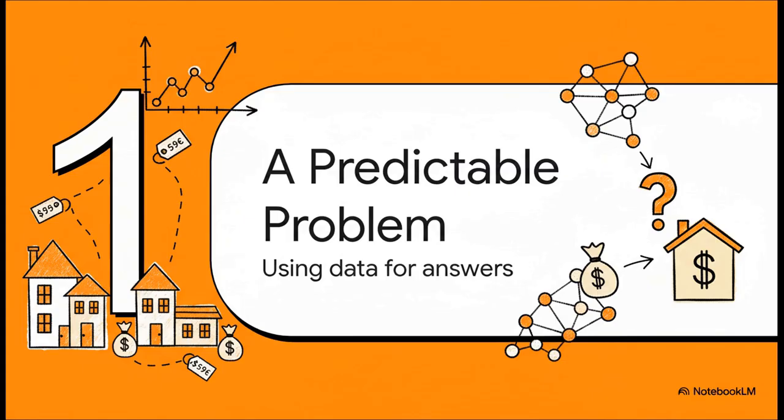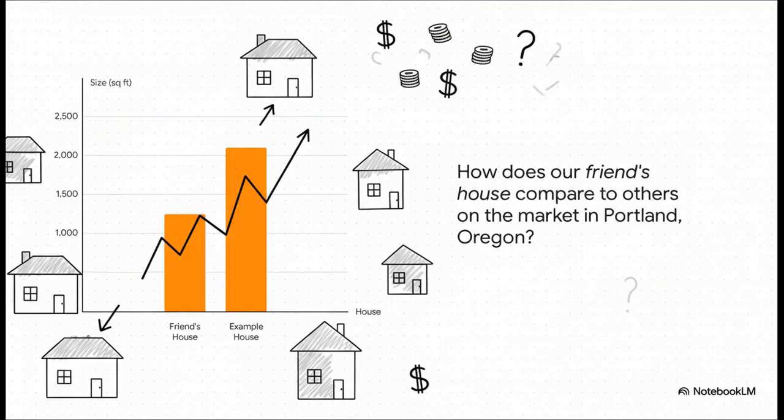All right, so to help our friend out, we've got our hands on some real data from Portland, Oregon. It's basically just a simple list, right? It connects the size of a bunch of different houses to the price they actually sold for. Our whole mission is to use this data to predict the value of a house that's totally new to the market. Okay, so our friend's house is 1,250 square feet. The big question is, how can we use the prices of all those other homes to figure out a really good price for this one specific house?